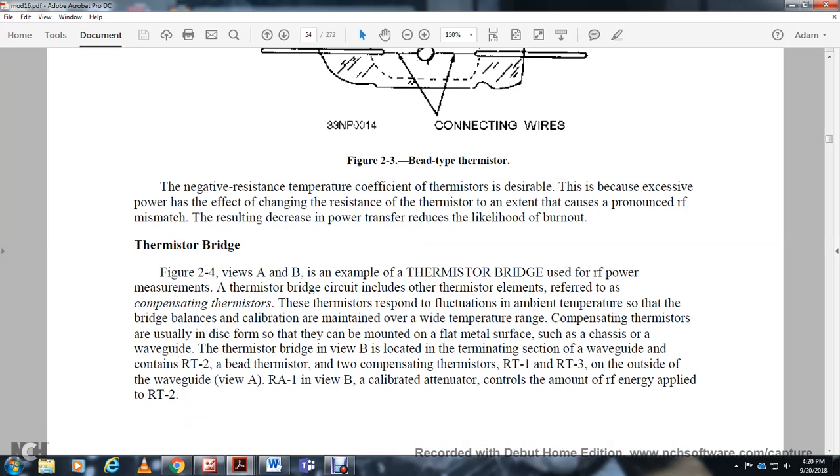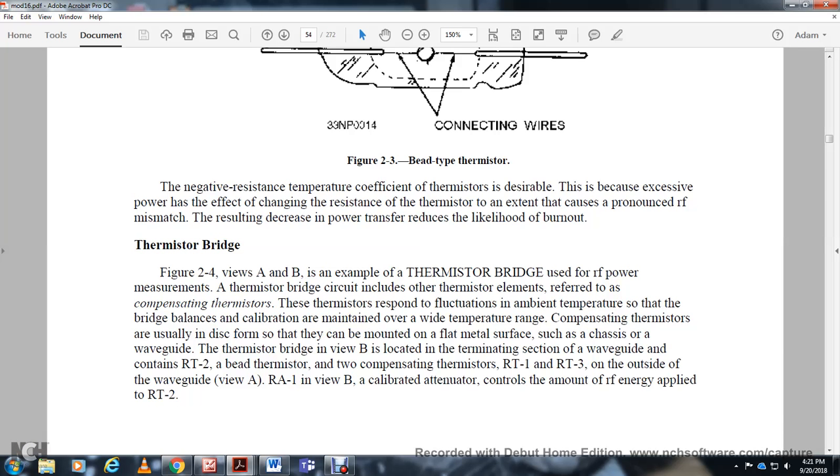Thermistor bridge. Figure 2-4, view A and view B, shows an example of a thermistor bridge used with radio frequency parameters. The circled elements include the thermistors, which refer to the compensating thermistors that respond to fluctuating ambient temperature with the bridge balance of the calibration. Over the temperature range the compensating thermistors are mounted on the flat metal surface of the chassis. The waveguide thermistor bridge terminating section of the guide contains the RT2, the bead thermistor, and two compensating thermistors.